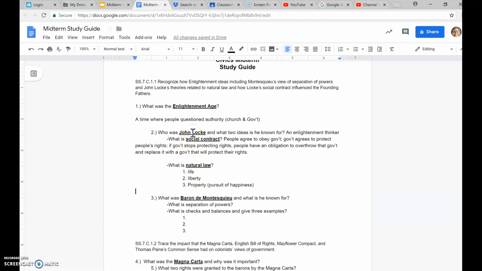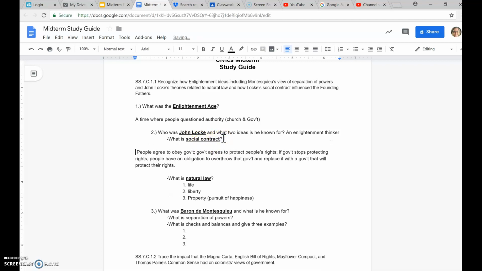So what is John Locke known for? Social contract. Get this down too, kind of make it easier to see. What is social contract? And he's known for natural law.